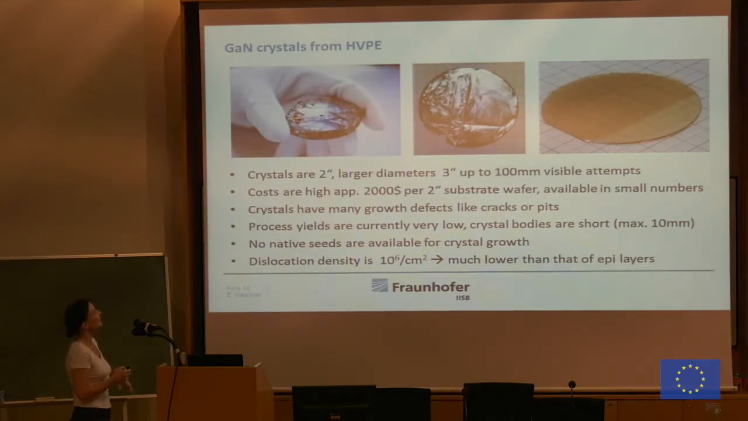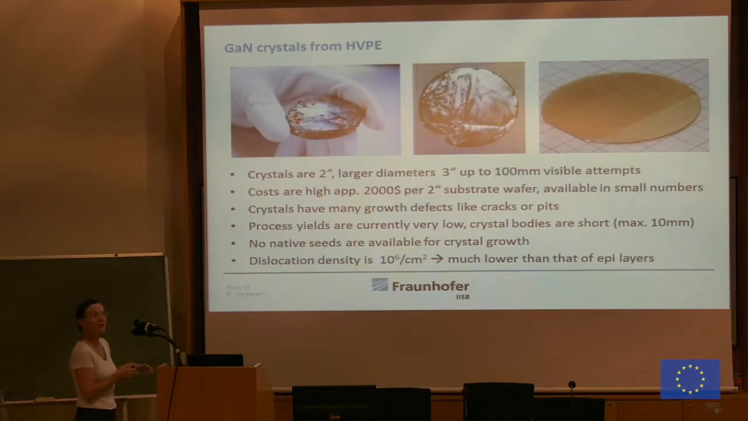And here are some examples. This is how a crystal can look from an HVPE process. You see that the diameters are small. It's like 2-inch diameters, but we're working on 3-inch diameters and up to 100 millimeters. So we have visible attempts also. We have our own crystals that are 3-inch in size. You see that the thickness is small, and you see that there are a lot of growth defects like surface defects, surface pits, and so on.